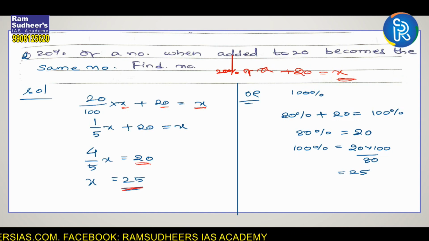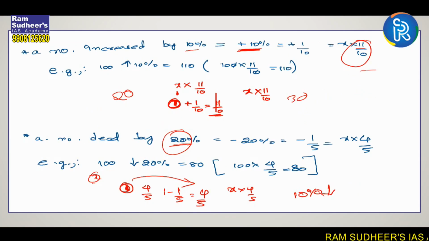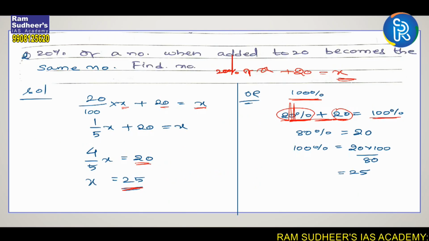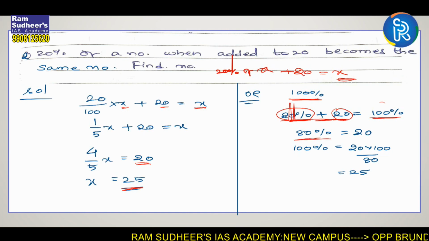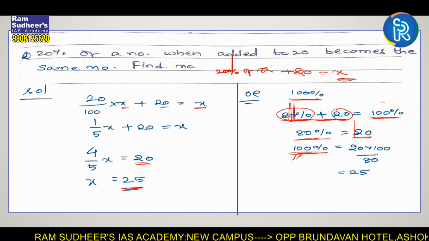This can also be solved without taking anything as x. I'll take my number to be 100%. 20% plus 20. 20 is a number over here, and 20% is 20% of that number. 20 is some other numeral. If both are added, we would get that number, which is 100%. Since both are in percentage terms, I would subtract. 80% equals 20. What would be my 100%, which is the whole number I have assumed? It would be 25.